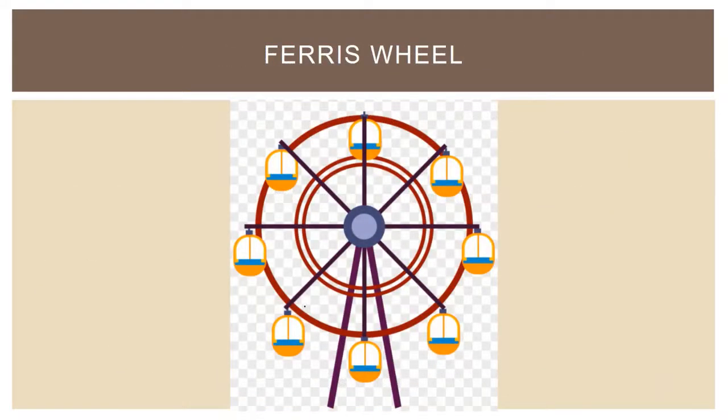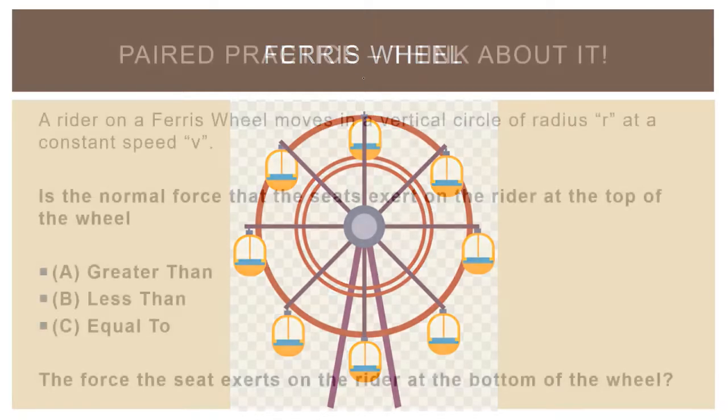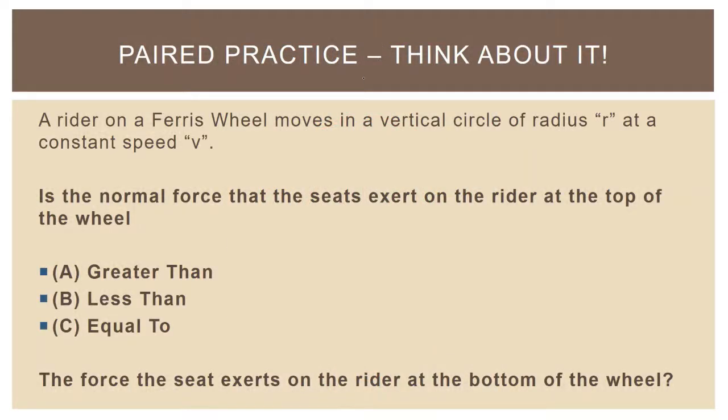So let me just go here quickly and show this. This is the Ferris wheel. They're asking you at the bottom and at the top. And what they're asking you is, is the normal force that the seats exert on the rider at the top of the wheel greater than, less than, or equal to the force the seats exert on the rider at the bottom of the wheel? I'd like you to take a couple minutes to pause this video here and think about this. Think about what an explanation would look like after you've come up with an answer you think might be right. And when you hit play, we'll talk about it.